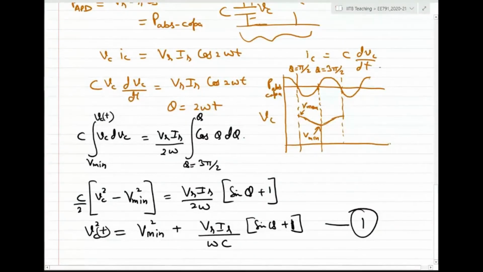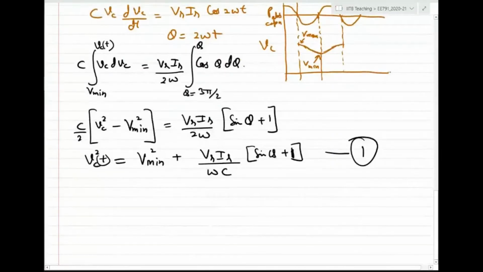Now let me further utilize this. If you see this expression, this is Vc(t) square, it depends on V min, the value of capacitance, and VR into IR is the power. It depends on frequency also. It depends on all of these things, which is what is expected. Now let me try to see what is the minimum C we can use to realize this equation 1.